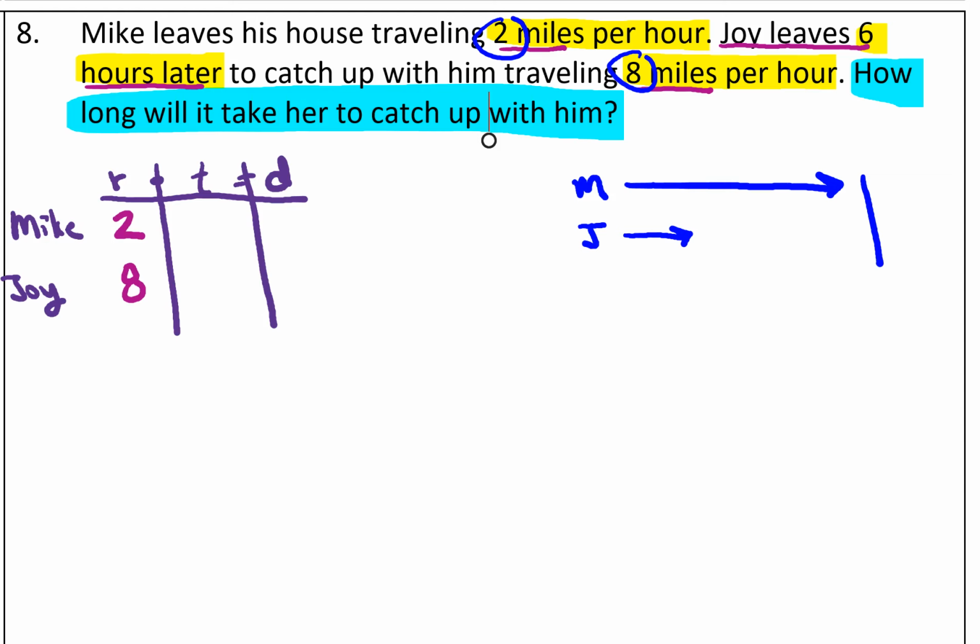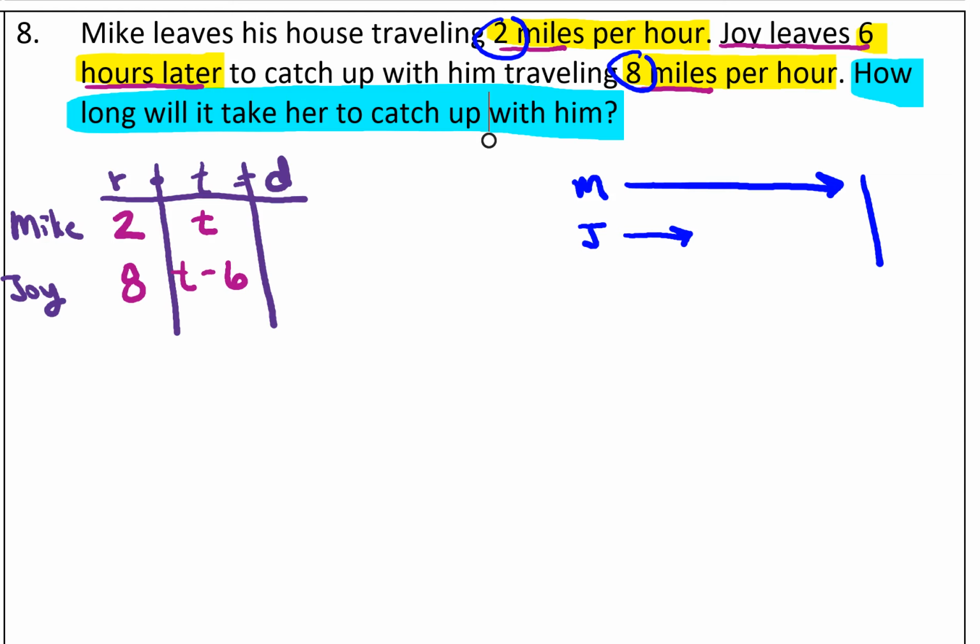So if we let Mike have the time t, then Joy would be t minus 6, because she's going 6 hours less than Mike is. Mike's already been traveling 6 hours. You could also say that if you let Joy be t, then Mike would be t plus 6. Both of those would be completely appropriate. I'm going to do it the way I originally had it, where t was first and then t minus 6 for Joy, because I think that's how a lot of students would start it off.